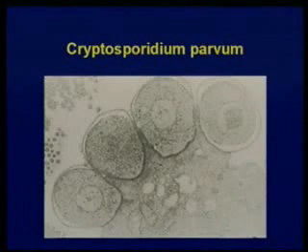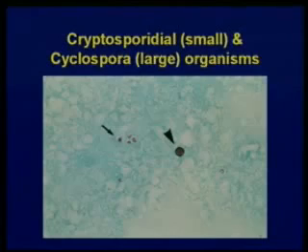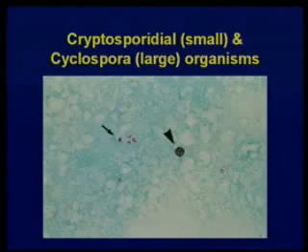Here's Cryptosporidium parvum. That's what it looks like. Here is Cryptosporidium, which is smaller, and Cyclospora, which is larger. Isospora belli, and this is a modified acid-fast stain of the organism, more elliptoid, like elliptical.